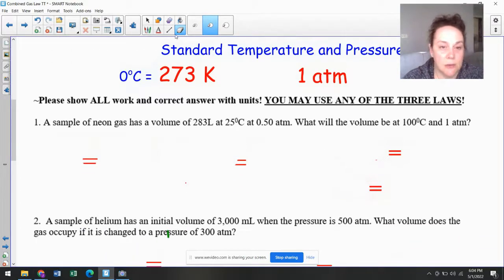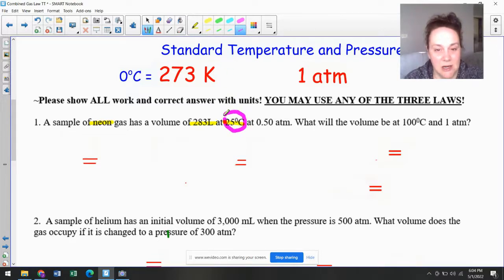So now we have to read through, and these turn into little reading problems, so we want to make sure we know what's going on. A sample of neon gas has a volume of 283 liters at 25 degrees Celsius, and at 0.5 atmospheres. What will the volume be at 100 degrees Celsius and 1 atmosphere?